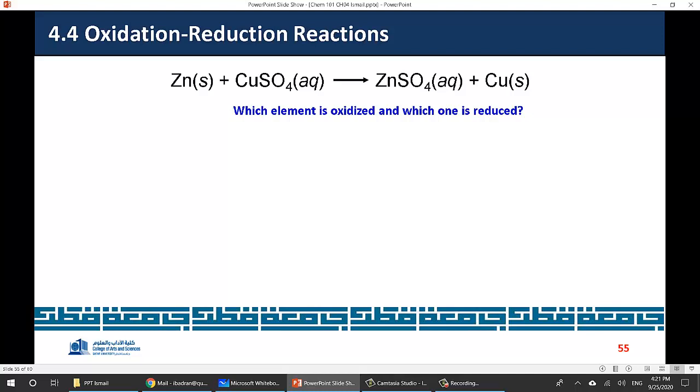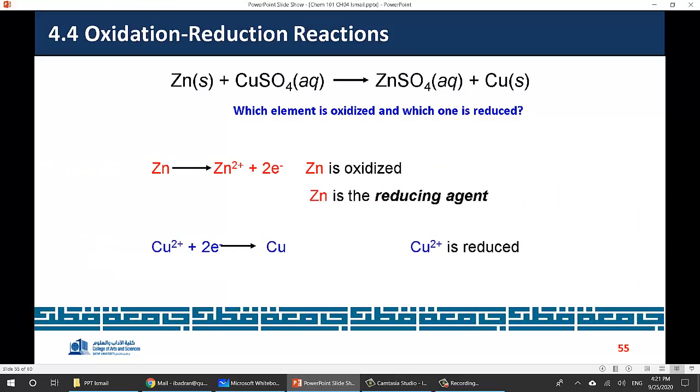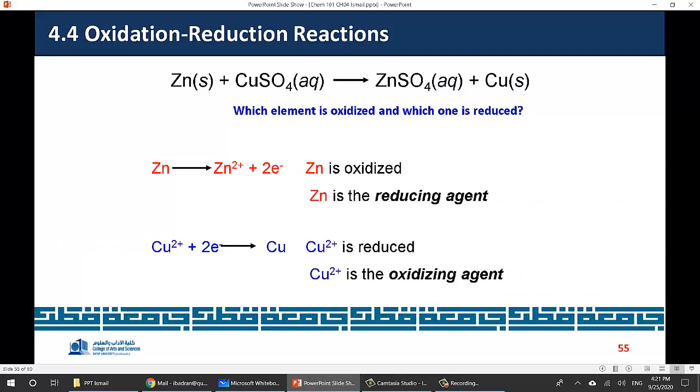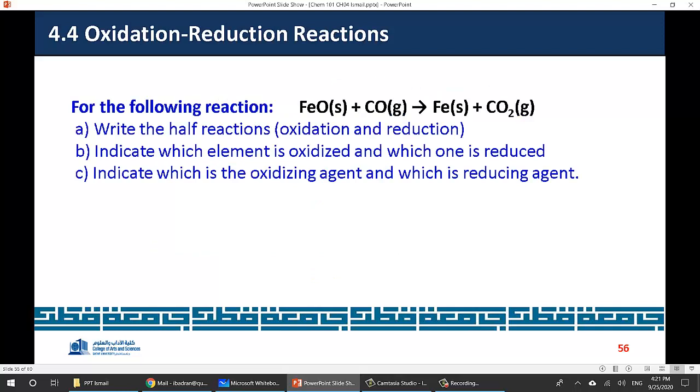So you see here that the zinc is oxidizing and the copper is reducing, so you can easily write down the two half reactions, the oxidation reaction and the reduction reaction, okay? And here we can say that the zinc is the reducing agent and the copper is the oxidizing agent. This reaction is another one.